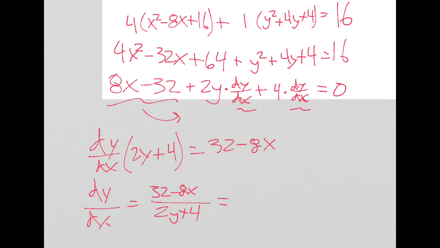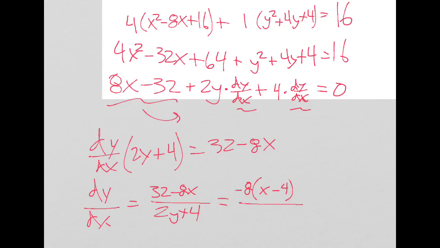From my 32 minus 8x, I'm going to factor out a negative 8 from my x term, and I'm going to factor out a negative 8 from 32. Well, what's 32 divided by negative 8? Well, 8 times 4 equals 32, so that means I will be left with a minus 4 right there.